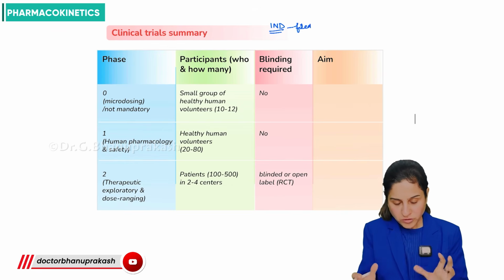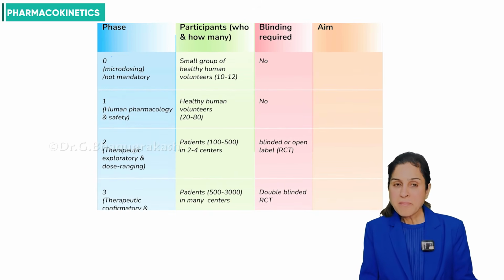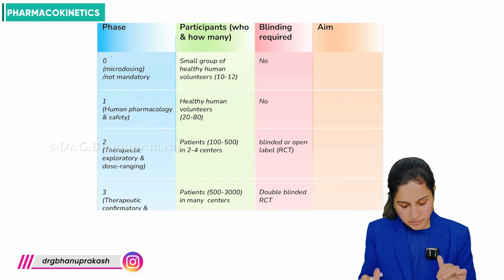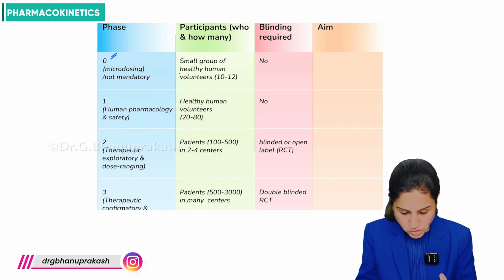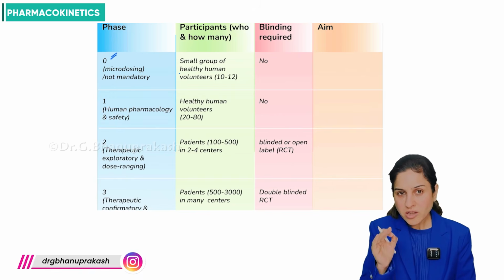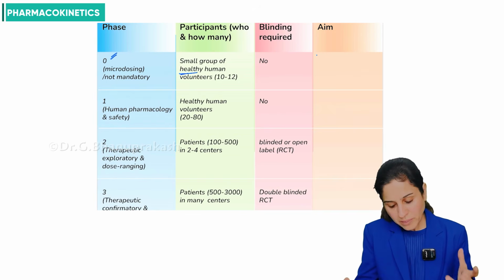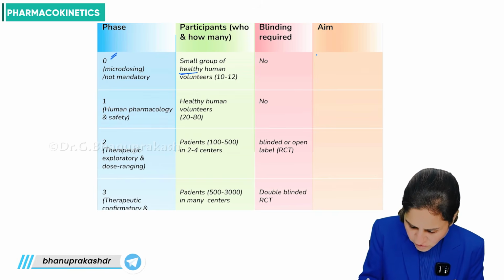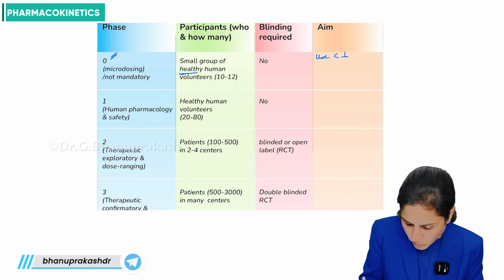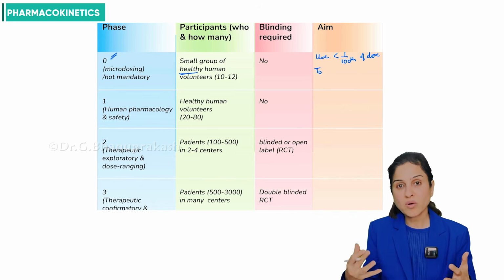Then if it is approved, it enters into the humans. Now, the mandatory phases start from phase 1, but there is a phase 0, which is not a mandatory phase, but some companies can choose to do this. It's on a very small group of healthy human volunteers, and there's no blinding required because they're not patients. No blinding is required. What is the aim basically? We use a very, very small dose, less than 1/100th of the dose. The aim is to obtain information about the pharmacokinetics.